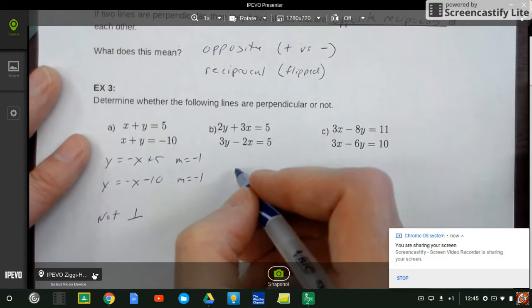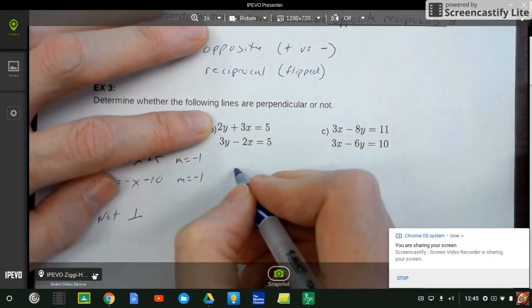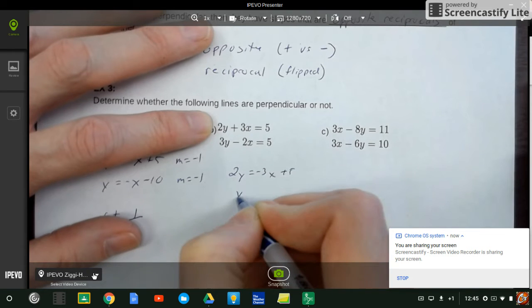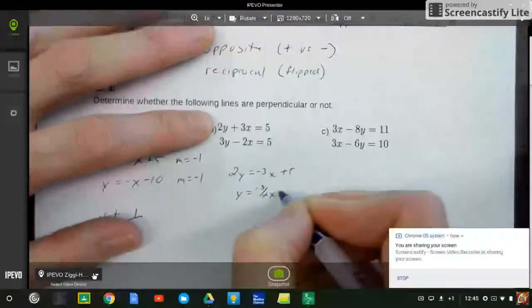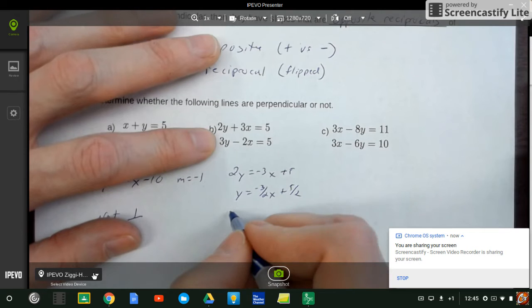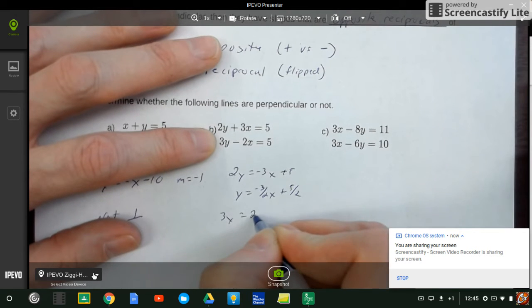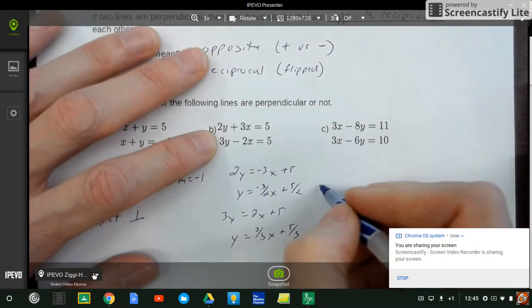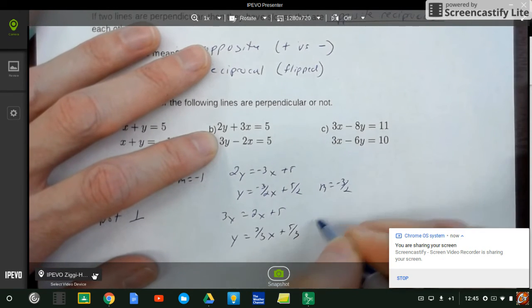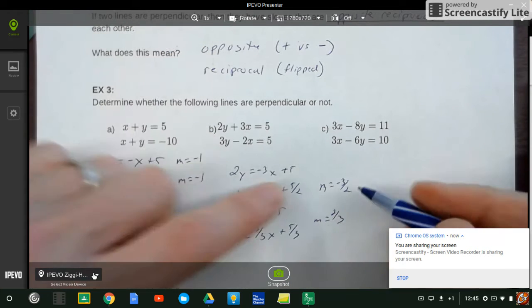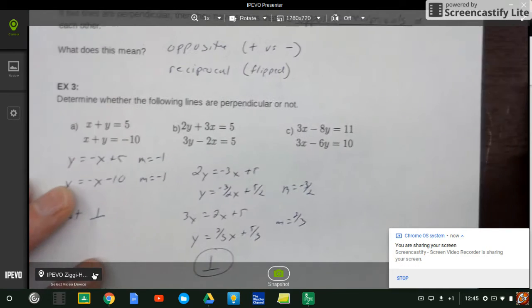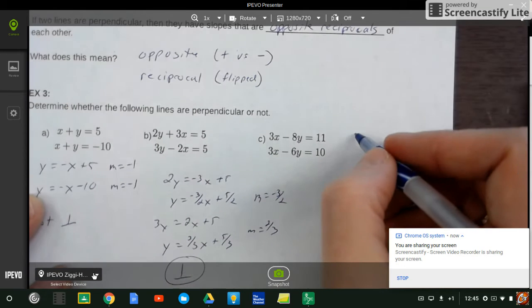So if we calculate this one, let's say the top line, it's going to be 2y = -3x + 5. So y = -3/2 x + 5/2. 3y = 2x + 5. y = 2/3 x + 5/3. Slope is -3/2. Slope is 2/3. Opposites, reciprocals, so perpendicular.